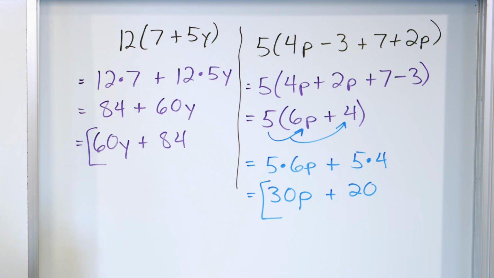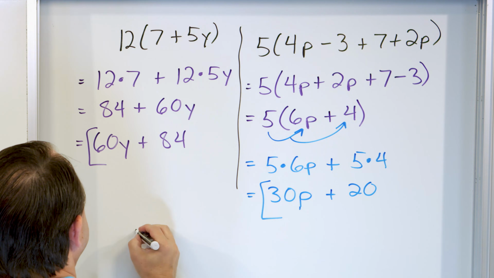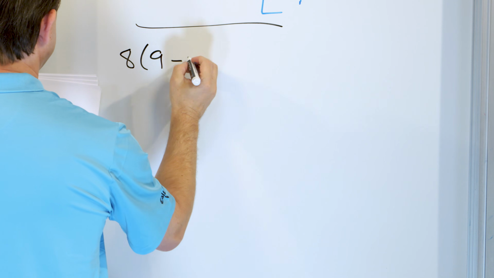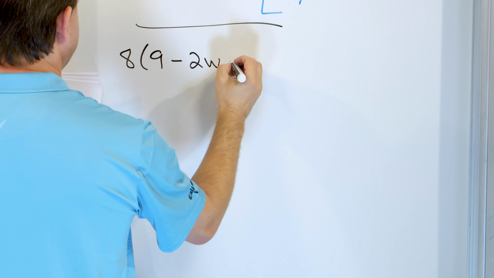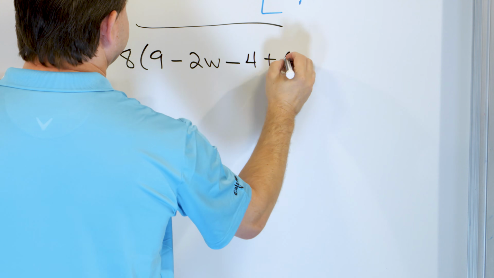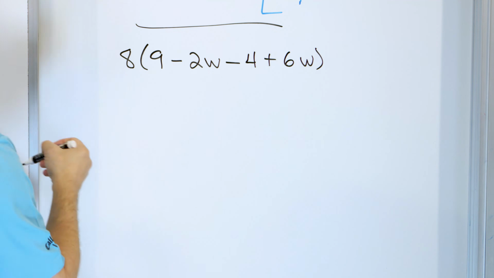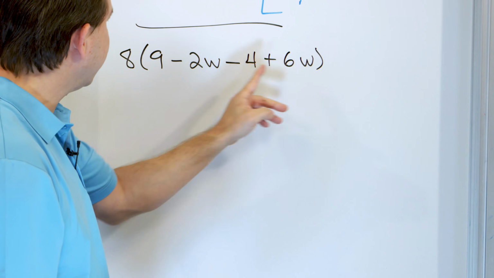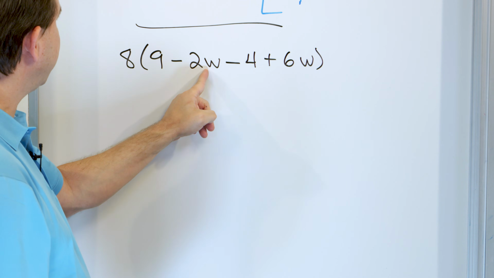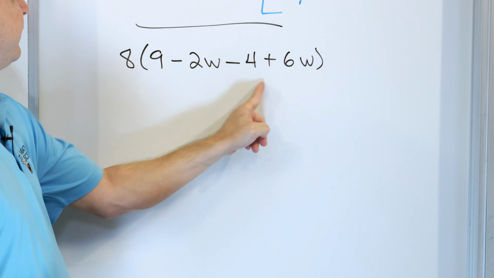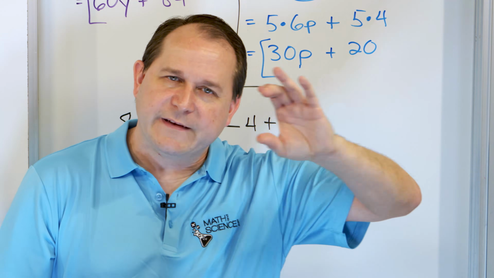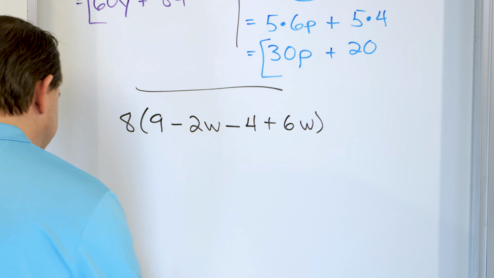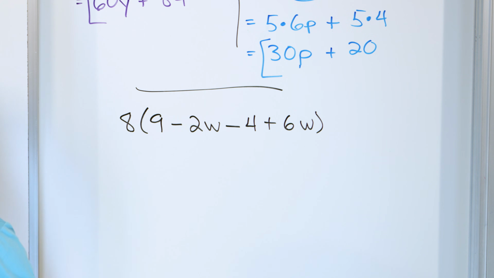All right, here's our very last problem, and we're done with this lesson. Here it is. 8 on the outside. On the inside, (9 minus 2w minus 4 plus 6w). What do we do? Again, if we wanted to, we could just forget about simplifying this. We could just multiply times this, this, this, and this, get all those answers and then simplify the results. I usually choose to simplify the inside first. It's just kind of a personal preference thing.